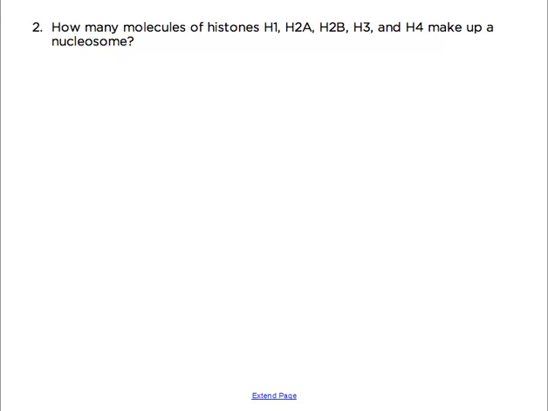Question 2. How many molecules of histones H1, H2A, H2B, H3, and H4 make up a nucleosome? So what you have to remember from theory is that a core nucleosome is an octamer, meaning it's made up of 8 subunits. And the core is made up of 4 histone proteins that are present in 2 copies. So the core is made up of 4 subunits, 2 copies each.